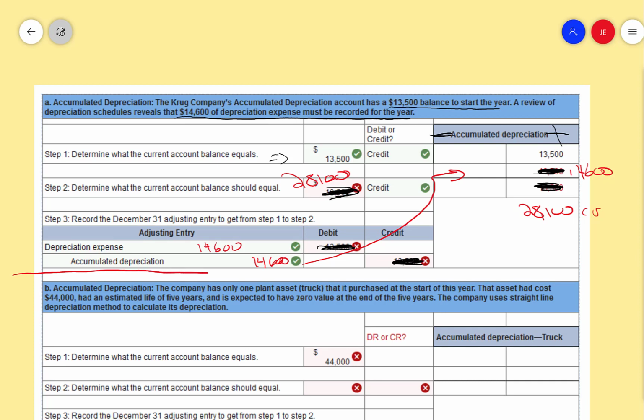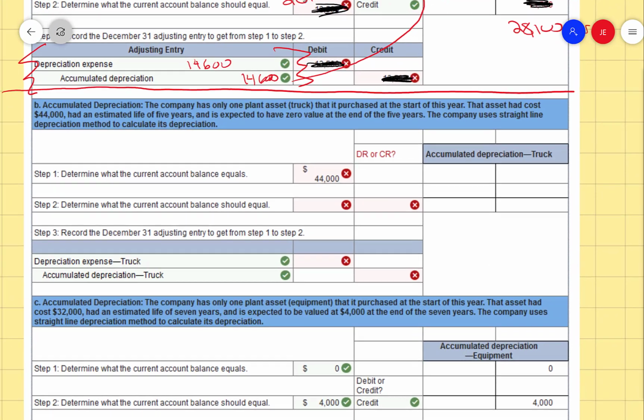Okay, so that's A, right? And we didn't really follow their steps, right? Kind of, but we looked at this piece right here, right? $14,600 of depreciation expense must be recorded for the year. That gives us that piece, which allowed us to answer the rest of it, right? Think of these as a puzzle, right? Okay.